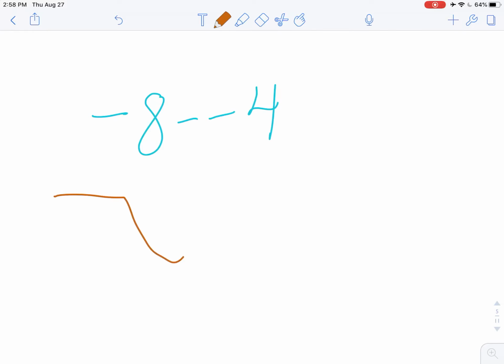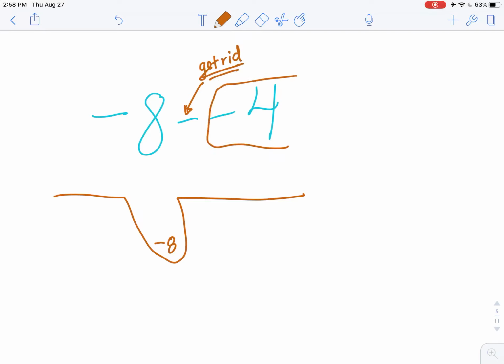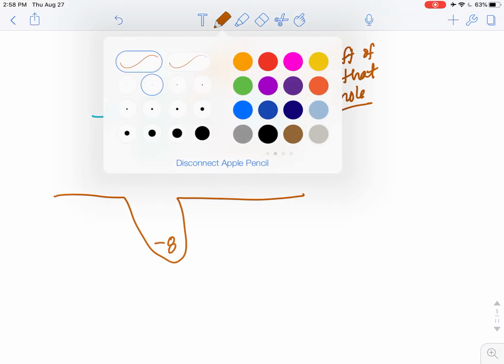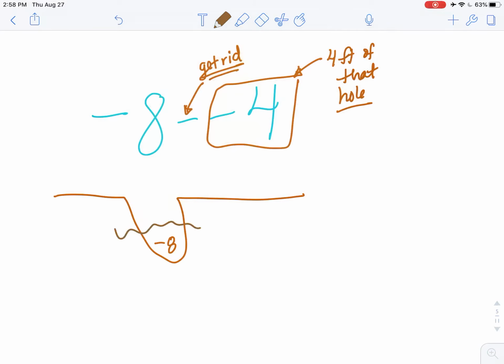This means I have a hole that's 8 feet deep. Okay? And now I want to get rid of 4 feet of that hole. How do I get rid of 4 feet of that hole? Sorry, that's ugly. By filling in 4 feet. I still have a hole, but my hole now is only 4 feet deep.